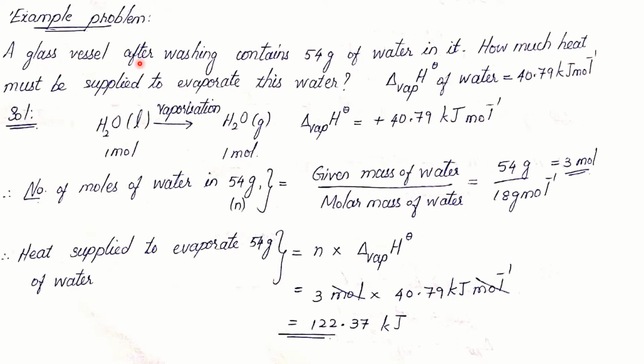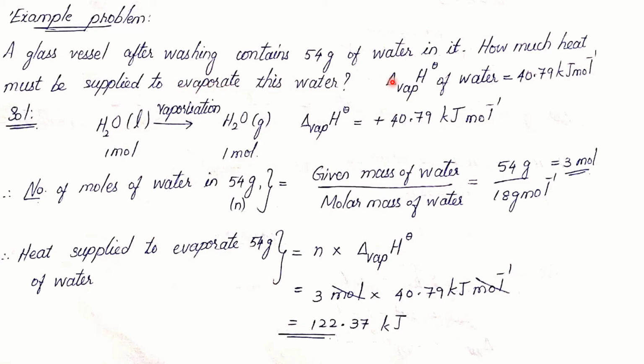A glass vessel after washing contains 54 grams of water in it. How much heat must be supplied to evaporate this water? Here the standard enthalpy of vaporization of water is given as 40.79 kilojoules per mole. So, we are asked to calculate the amount of heat required to convert water from the liquid state to vapor state.